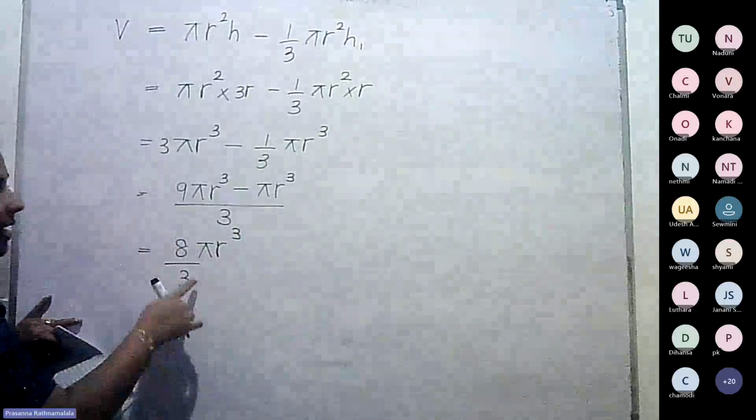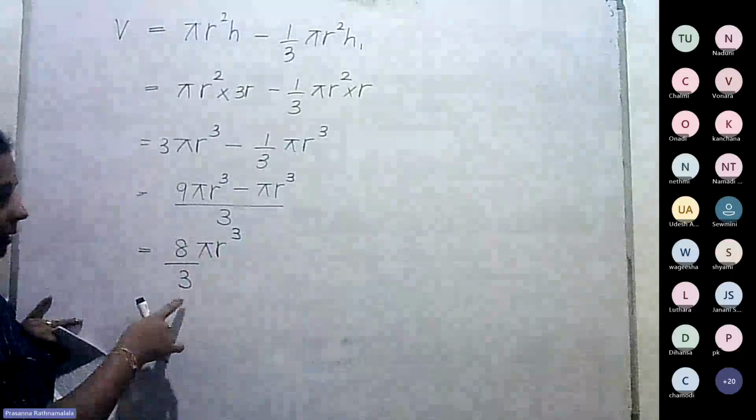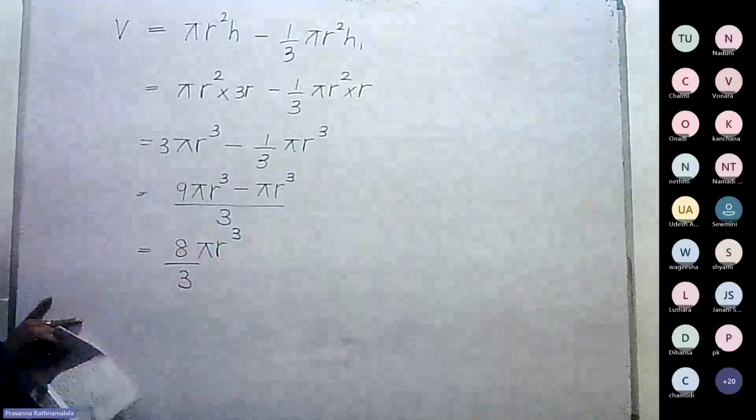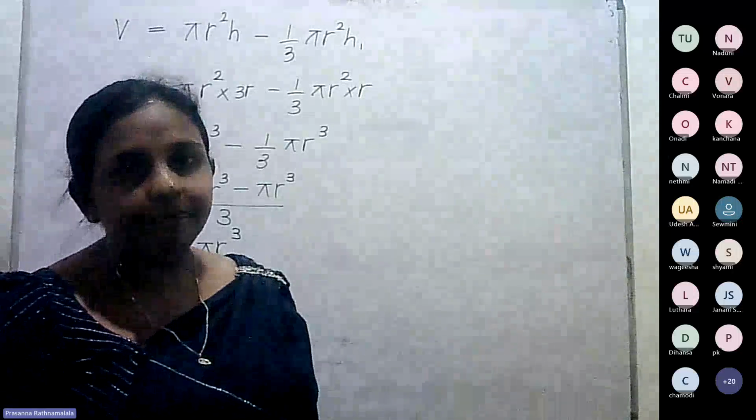As a fraction, as an improper fraction. That is common to all that 3. Yes, then you get 8 upon 3 πr cube.